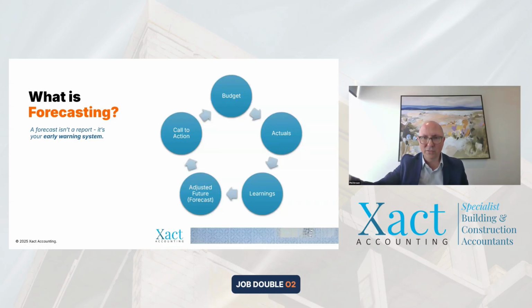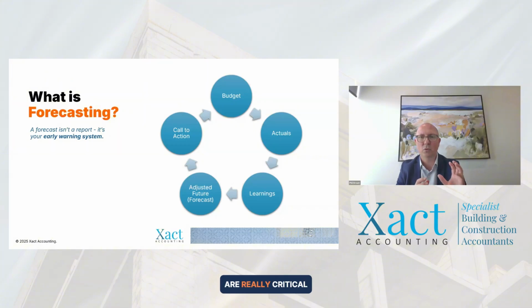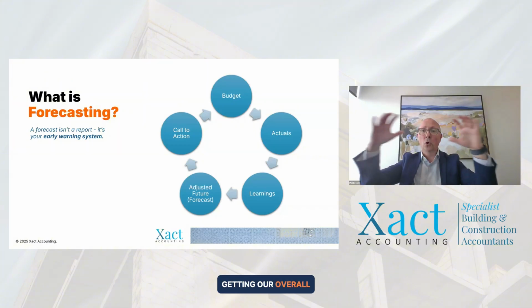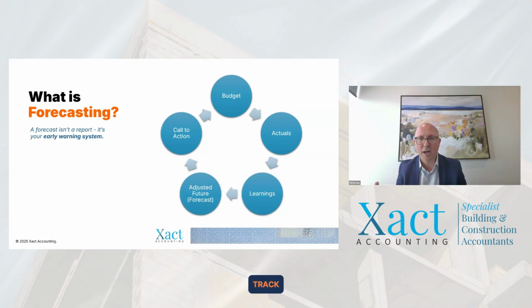Job 002 is tanking. We're going to have to look at how we bring that forward. How do we incentivize the team? How do we have a conversation about a subby that may not have delivered on time? All those sort of things that are really critical for getting our overall picture back on track. But we just can't do that if we don't have the information in front of us to be able to draw those learnings and then turn it into action.